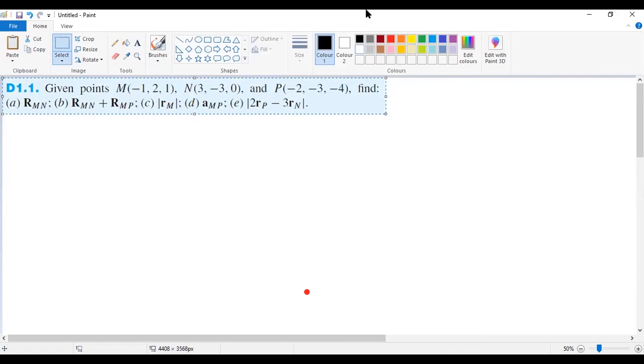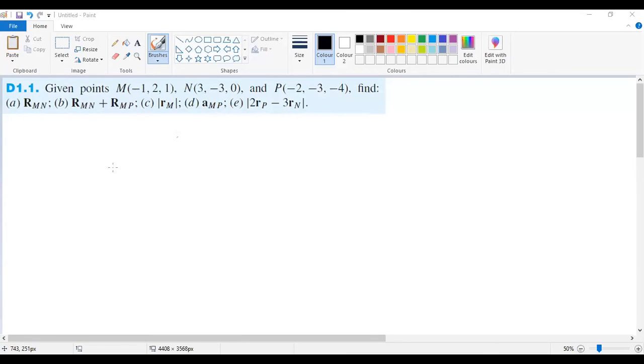It's just another problem, a similar one. We have 3 points here, M, N, and P, and we are supposed to find certain distance vectors and position vectors. So the question is, you are given 3 points, M, N, and P. You need to find RMN.